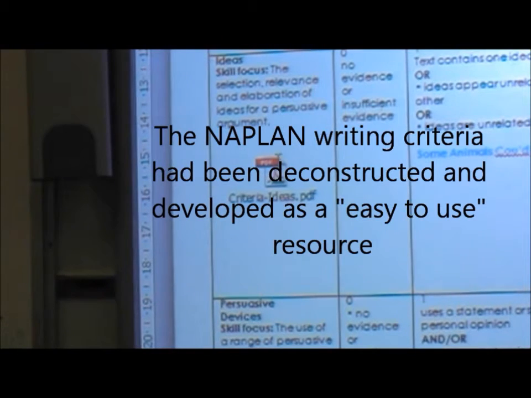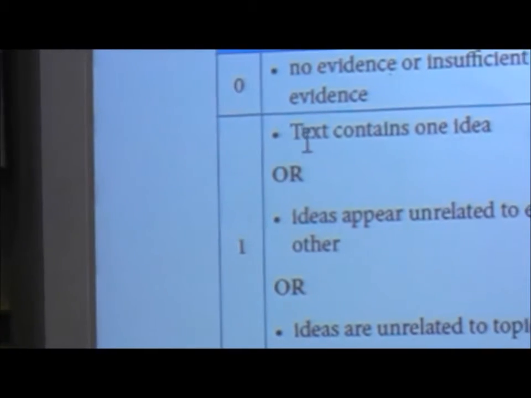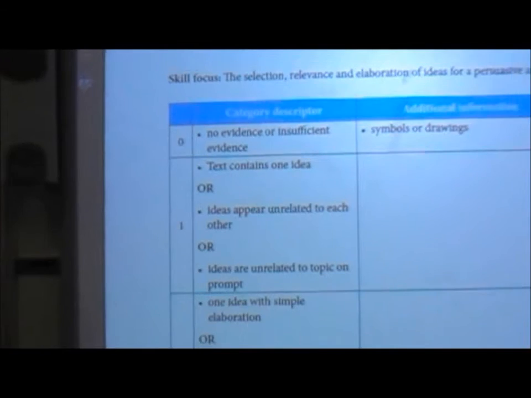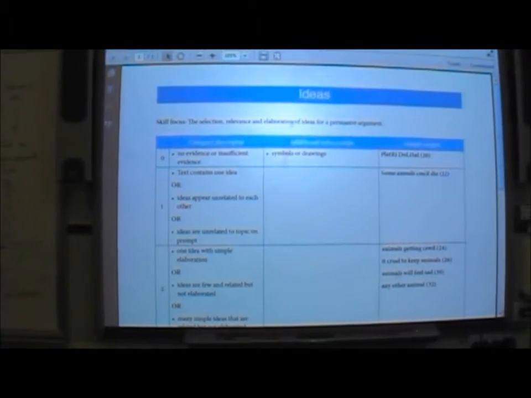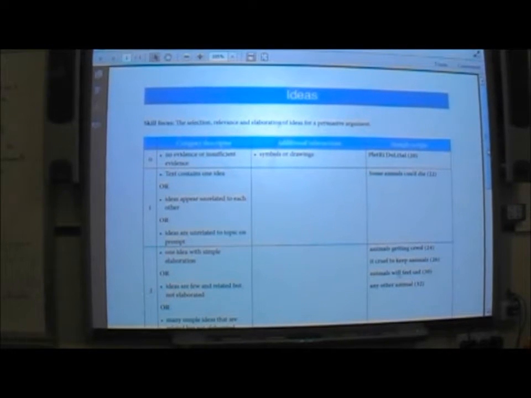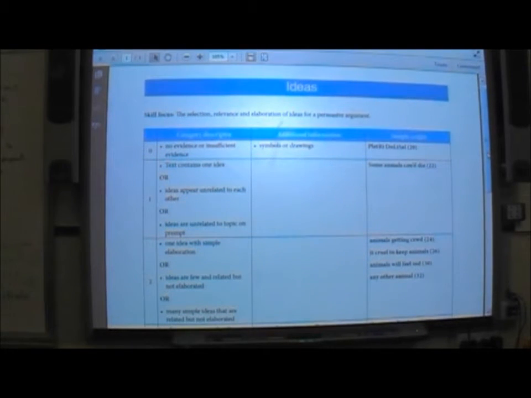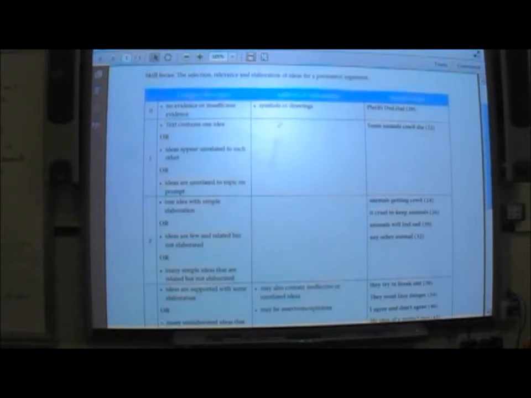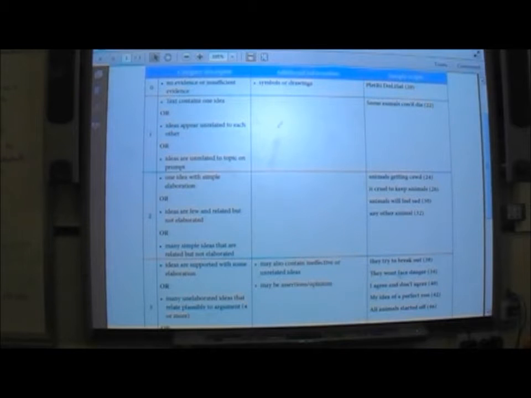So if you were wanting to improve your professional knowledge on what they're looking for when they're looking for ideas, you'd open up that one and it would tell you what it is and the category descriptor for each one. So ideas, for example, one: ideas appear unrelated to each other, ideas unrelated to the topic or the prompt. So you can see how our rubric is starting to teach the kids how to move beyond one. Then we've got one idea with simple elaboration, and again, because we're talking about the kids with the 3 body paragraphs, they can move up past to 2.